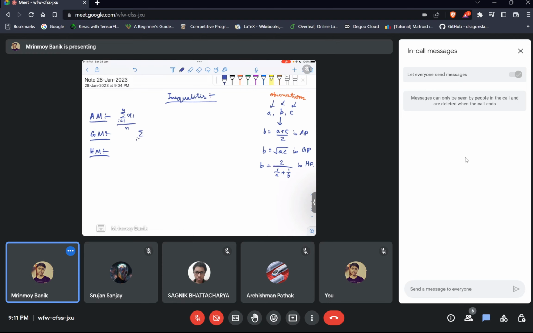The geometric mean is the product over xi, raised to the power 1 by n. And the harmonic mean is n by sum over 1 by xi. Other than these three, we also have the quadratic mean, which is square root of sum of squares by n.